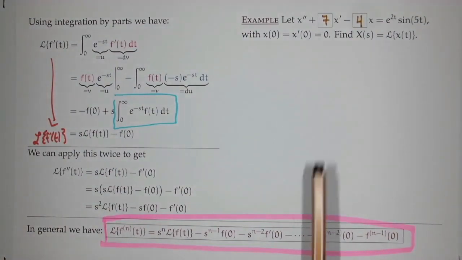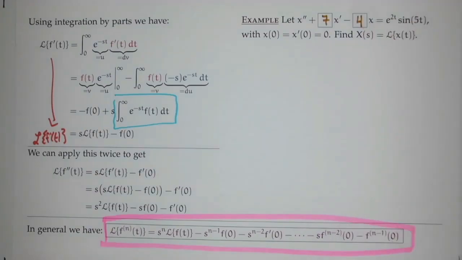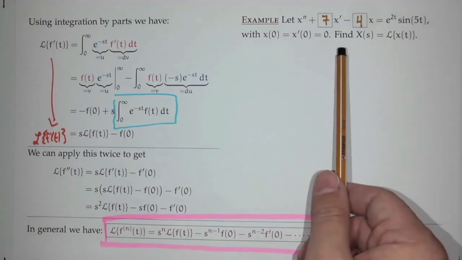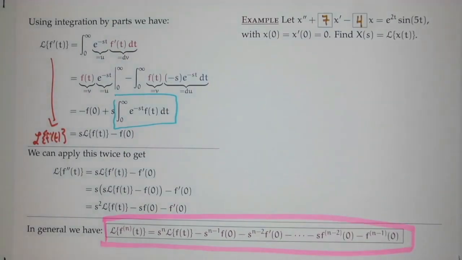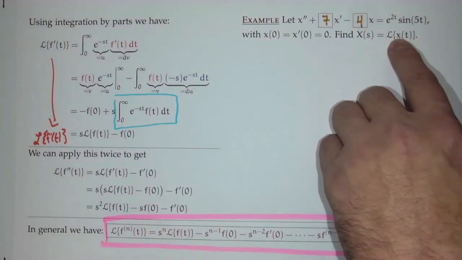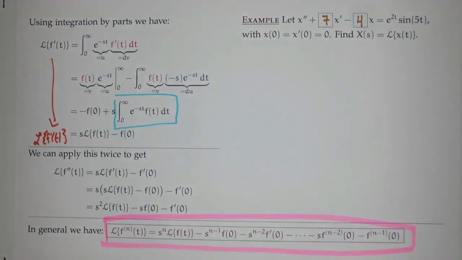So we have x double prime plus 7x prime minus 4x equal to e to the 2t sine of 5t. We're also told x of 0 and x prime of 0 equal 0. These are initial conditions, and we always will have initial conditions in these problems. Laplace transform is built for initial value problems. If you don't have initial values, you don't use Laplace transforms. It doesn't make sense. The goal is to say, what's the Laplace transform of x? All right, that sounds like a good challenge. How do we go about it?